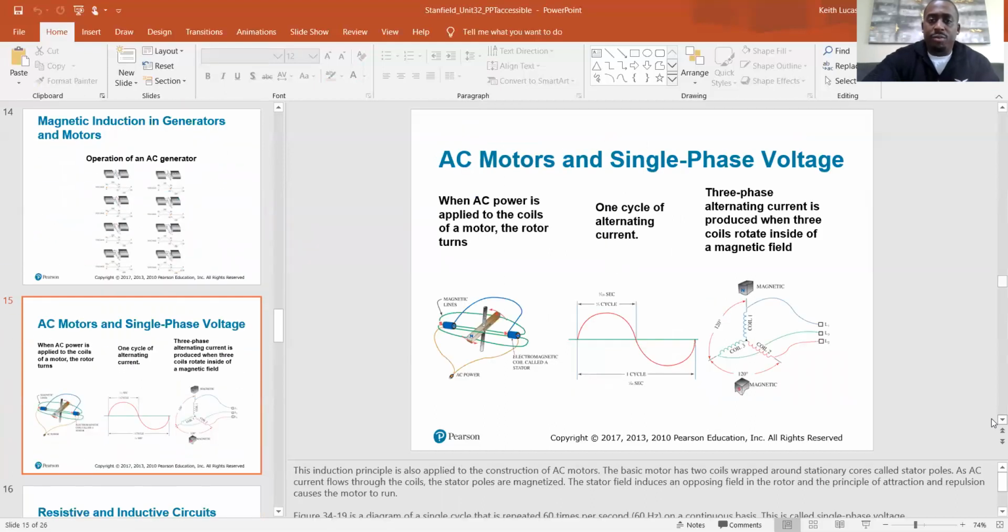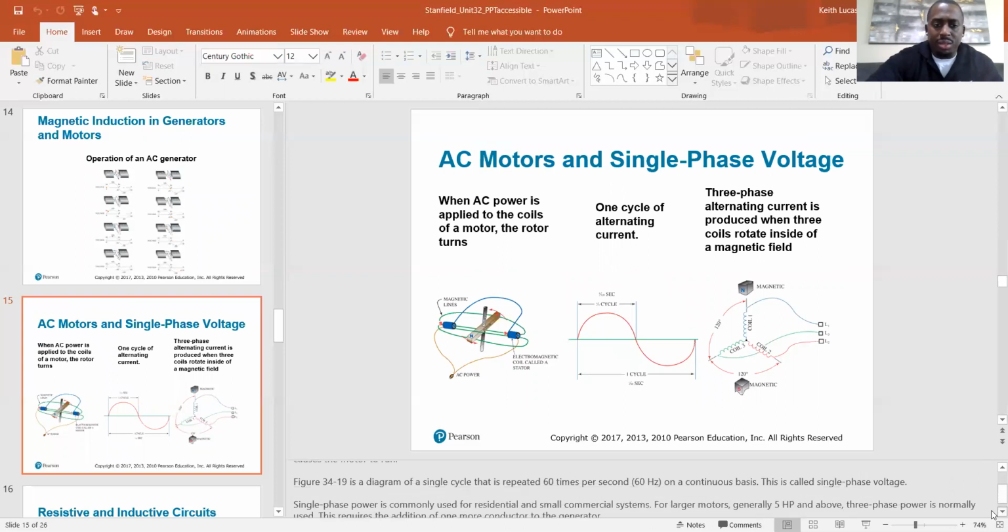AC motors and single-phase voltage. This induction principle is also applied to the construction of AC motors. The basic motor has 2 coils wrapped around stationary cores called stator poles. As AC current flows through the coils, the stator poles are magnetized. The stator field induces an opposing field in the rotor, and the principle of attraction and repulsion causes the motor to run.